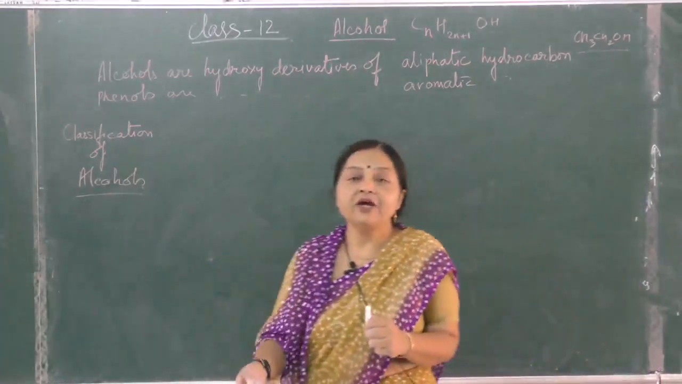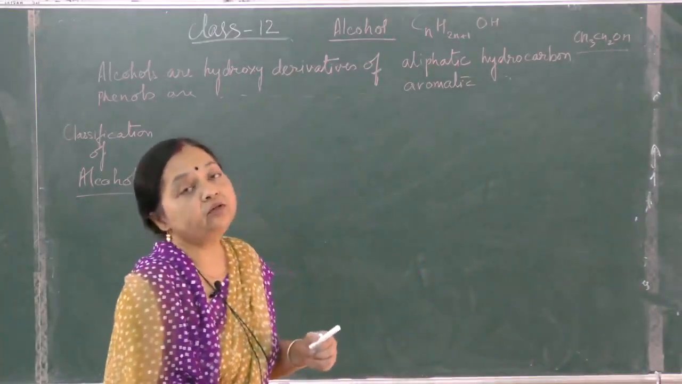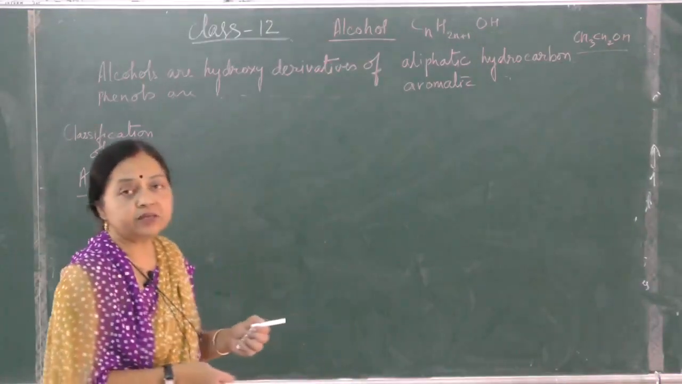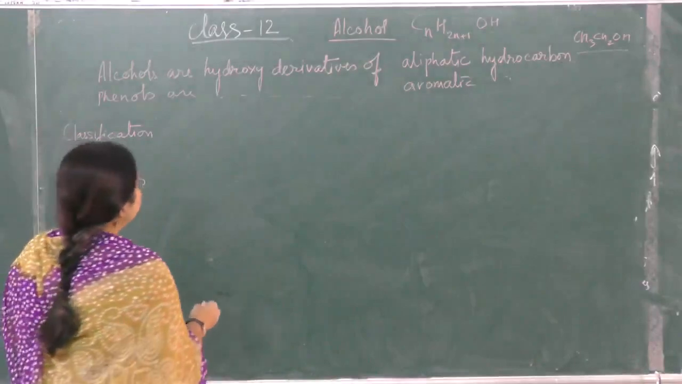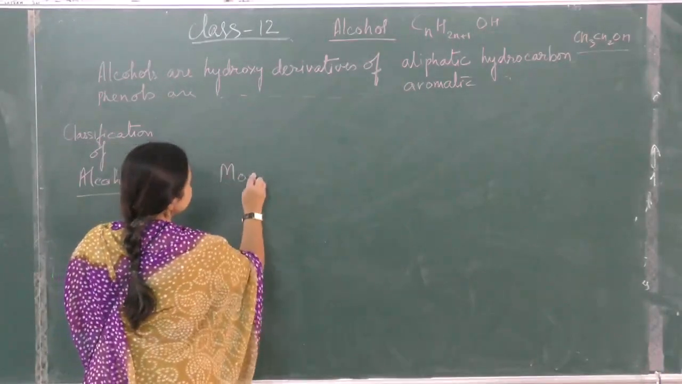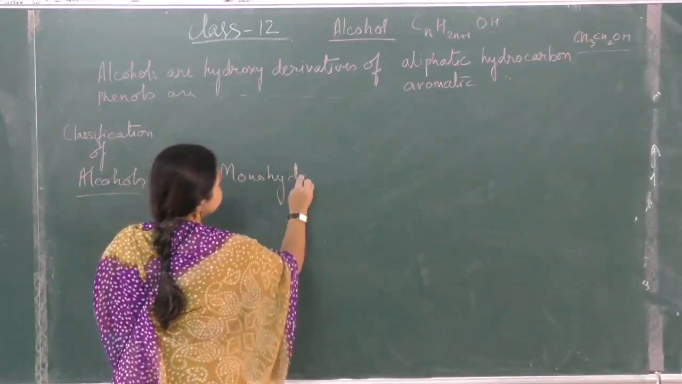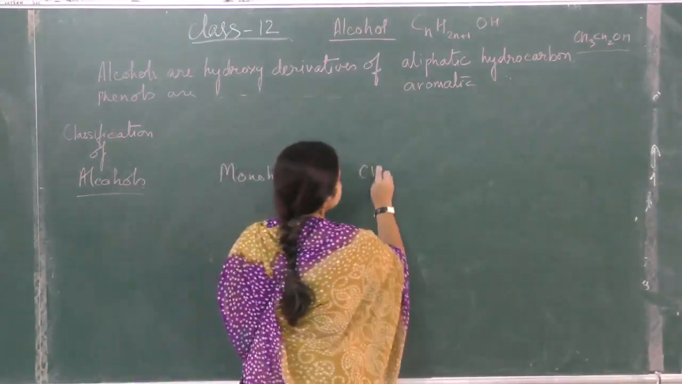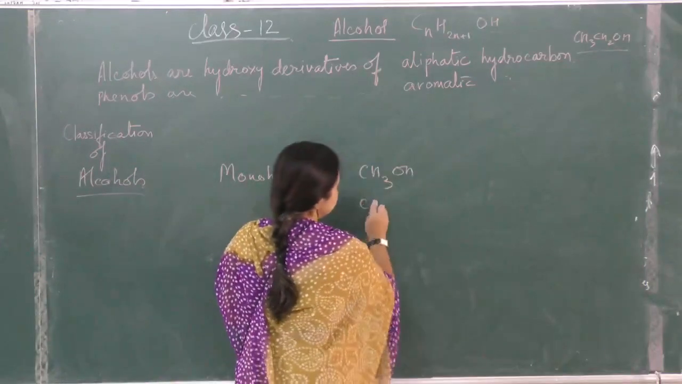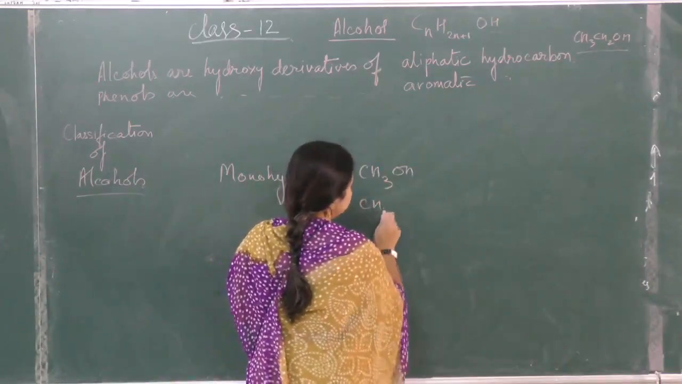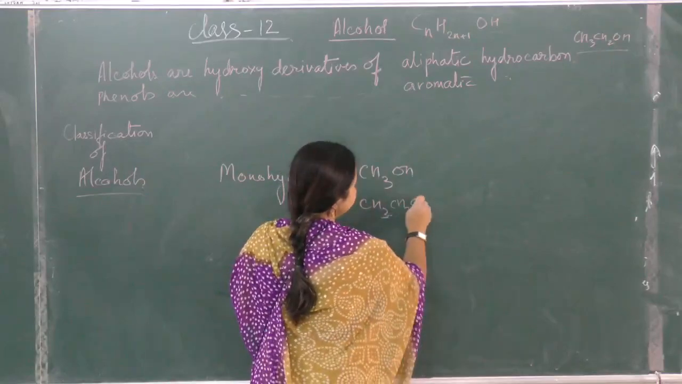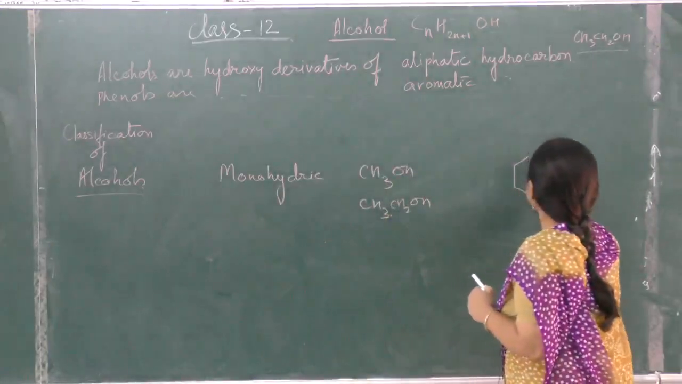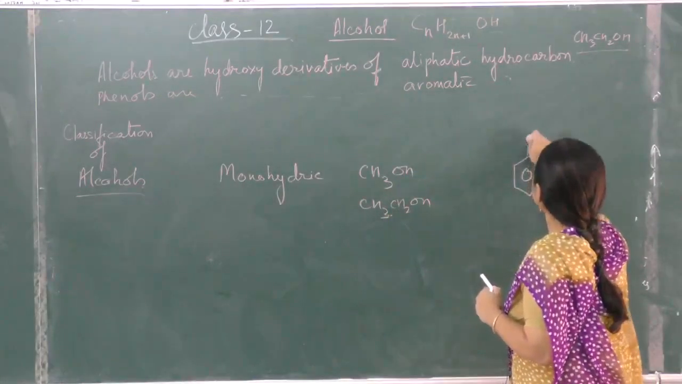Depending on the number of hydroxy groups: one hydroxy group, monohydric; two hydroxy groups present, dihydric; three hydroxy groups present, trihydric alcohol. So monohydric alcohol: CH3OH, CH3CH2OH, these are all monohydric alcohols. And phenol, when an aromatic ring is attached, then it is called a phenol.